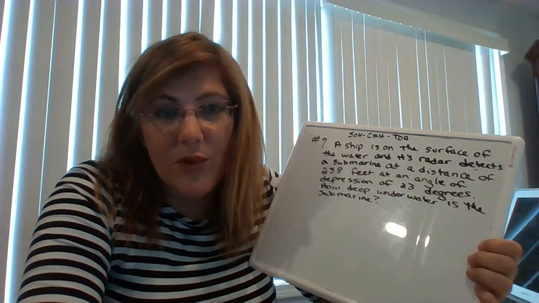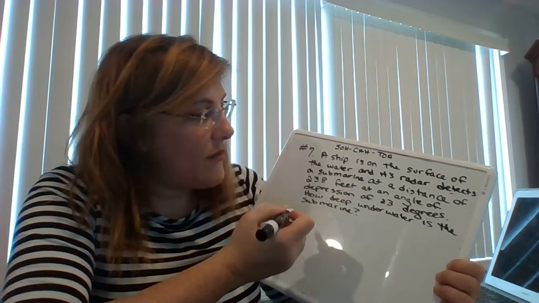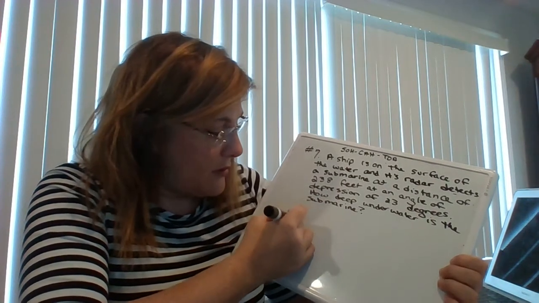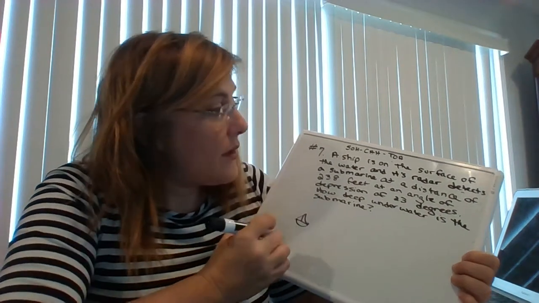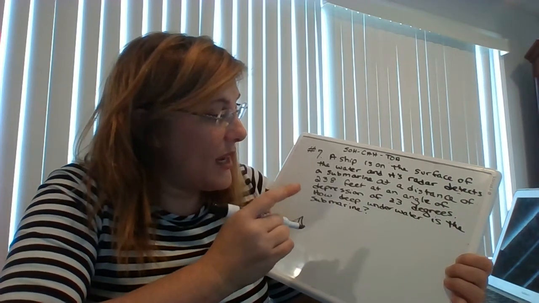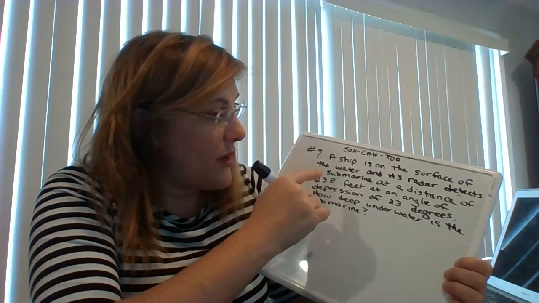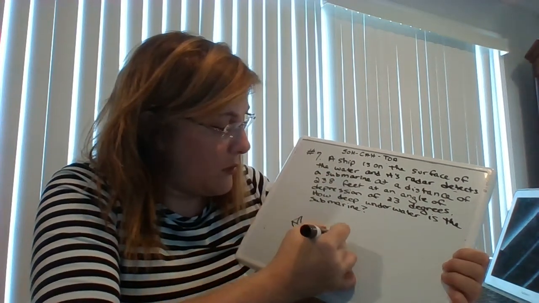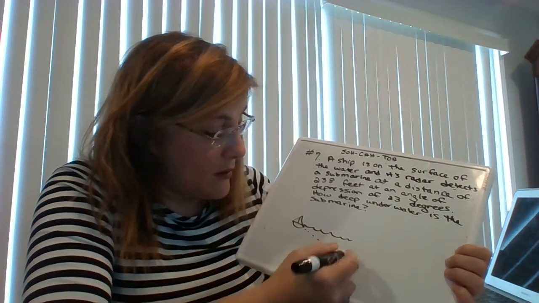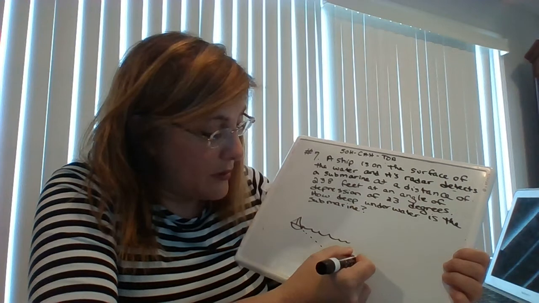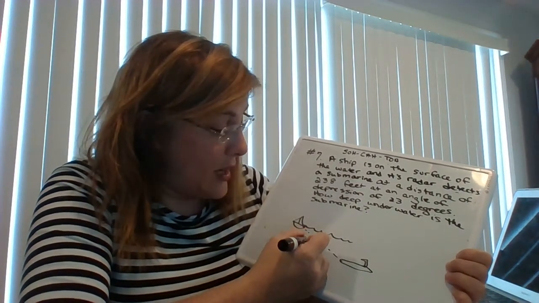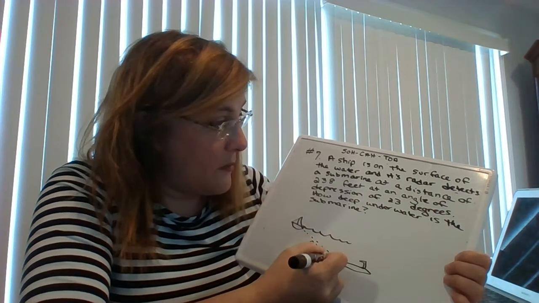Okay, so we're going to do one more problem on the homework. That's number 7. A ship is on the surface of the water. Let's draw our little ship. There's our ship. It is on the surface of the water, and it radar detects a submarine at a distance of 238 feet. Well, here's the water. This detects a submarine. Here's the submarine, right? At a distance of 238 feet.